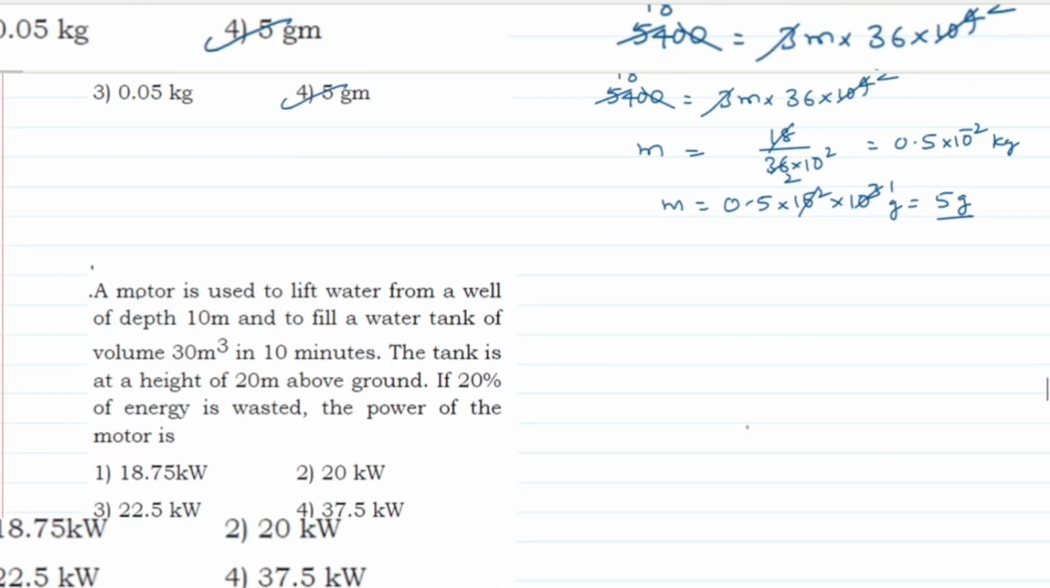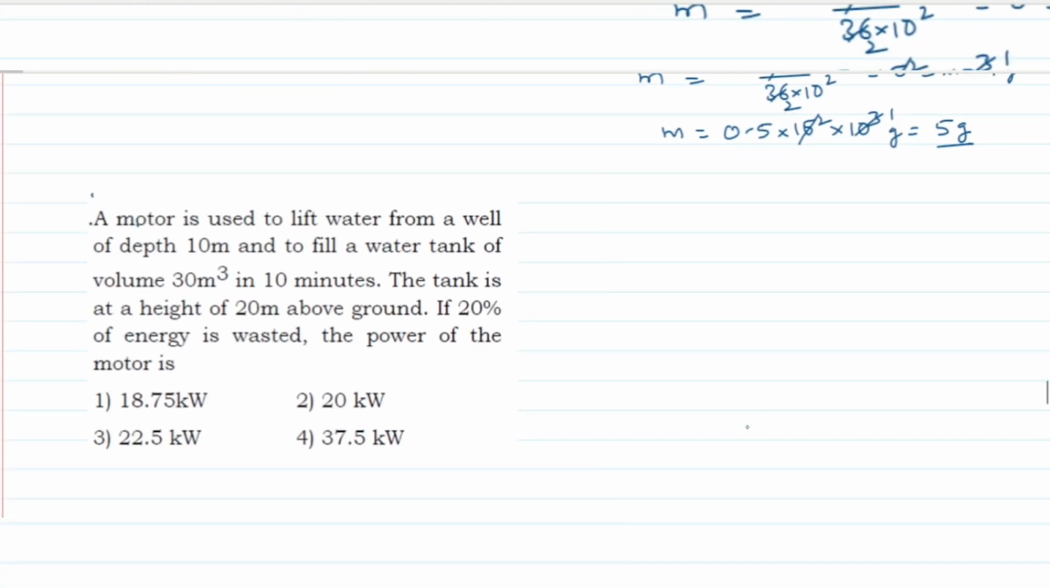Let us see the next question. The next question says a motor is used to lift water from a well of depth 10 meter and to fill a water tank of volume 30 meter cube in 10 minutes. The tank is at a height of 20 meter above the ground. If 20% of the energy is wasted, find the power of the motor.